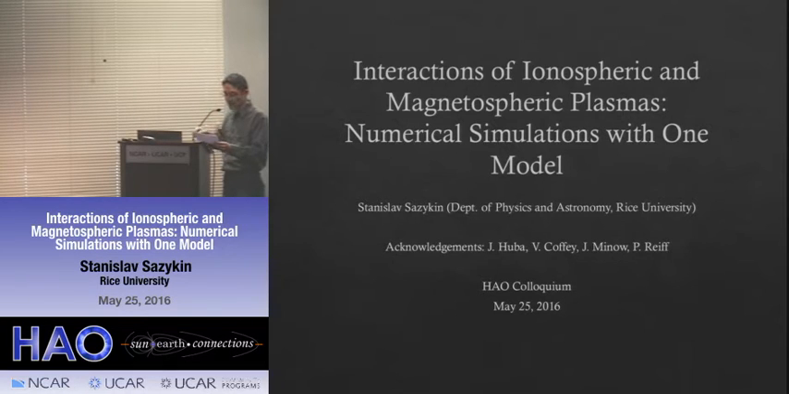Today we're very happy to have Dr. Stan Sazykin. Stan received his bachelor degree in physics from Moscow Institute of Physics and Technology in '94, and then a PhD in physics from Utah State University in 2000. After that, he went to Rice University and held appointment there as a research scientist. Then he joined the Department of Physics and Astronomy there, where he's now a senior faculty fellow. At Rice, he's a member of the Space and Planetary Plasma Group, and his main research is on developing and applying numerical models of magnetospheres and ionospheres of the Earth, as well as Jupiter and Saturn. Stan?